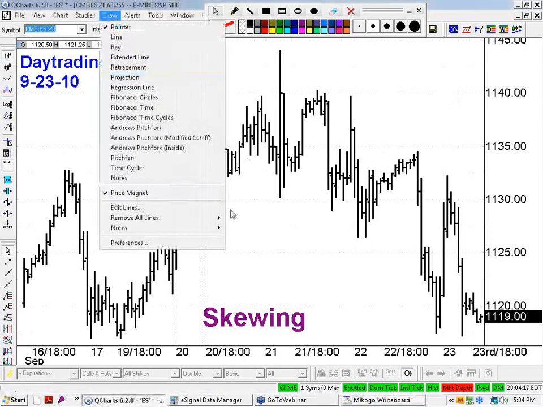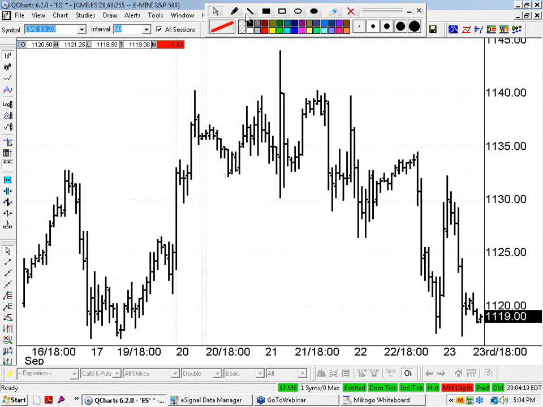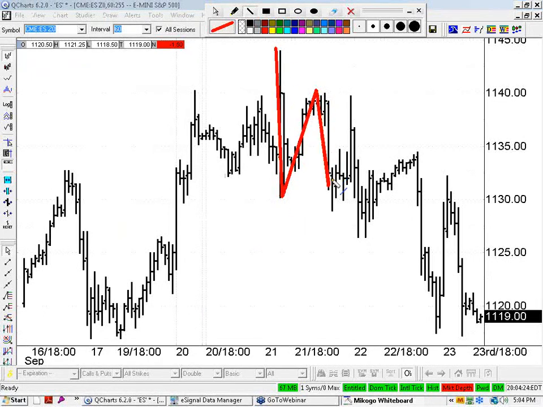Here's the 60-minute chart of the S&P, all sessions. And we can see that we have this deep retracement, although right-handed skew, going down, that is. And then you have a shallower retracement, skewed way to the right.